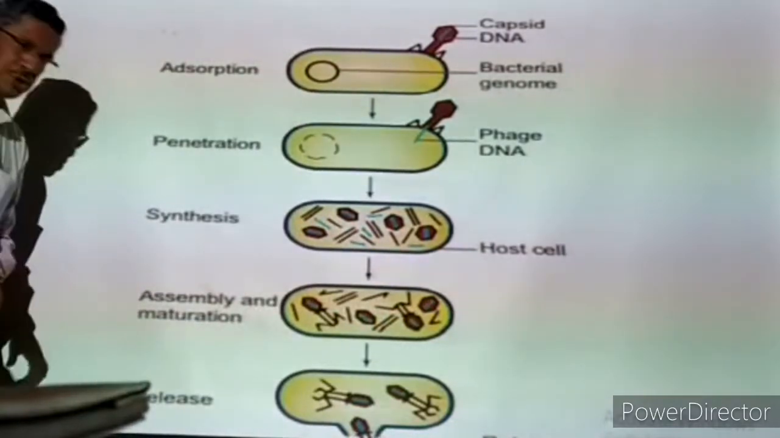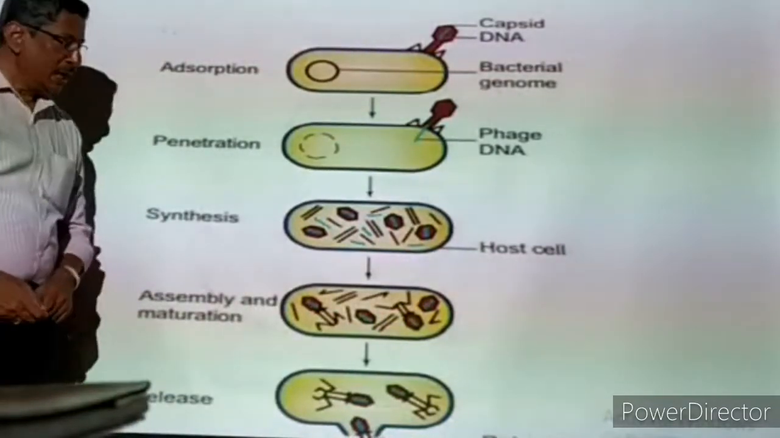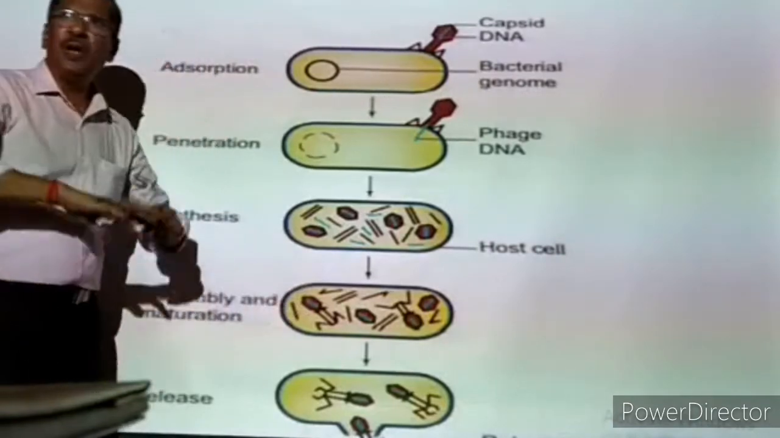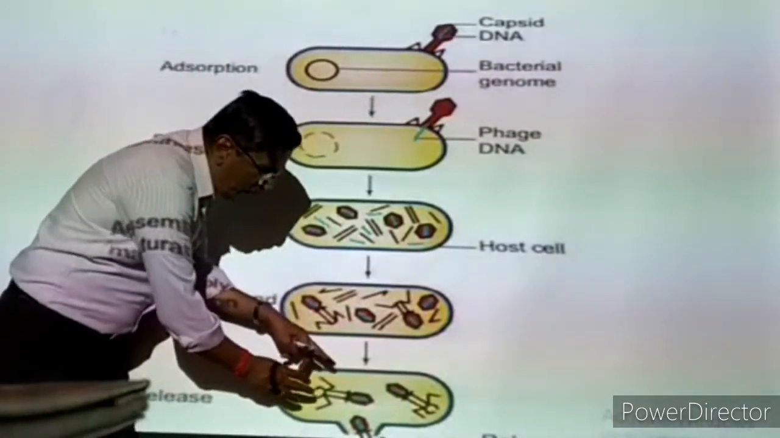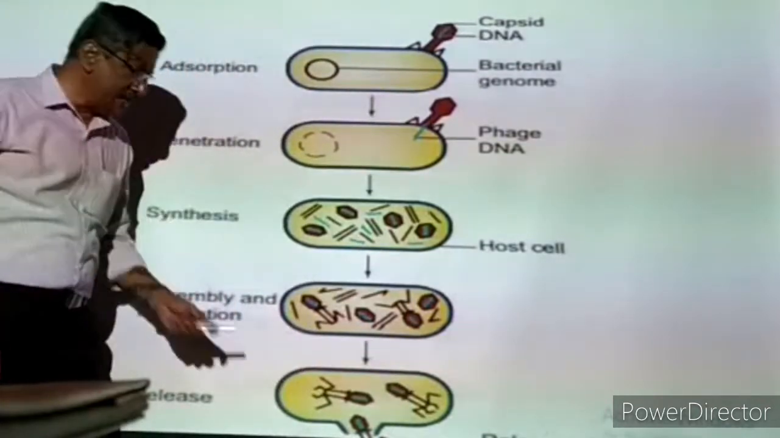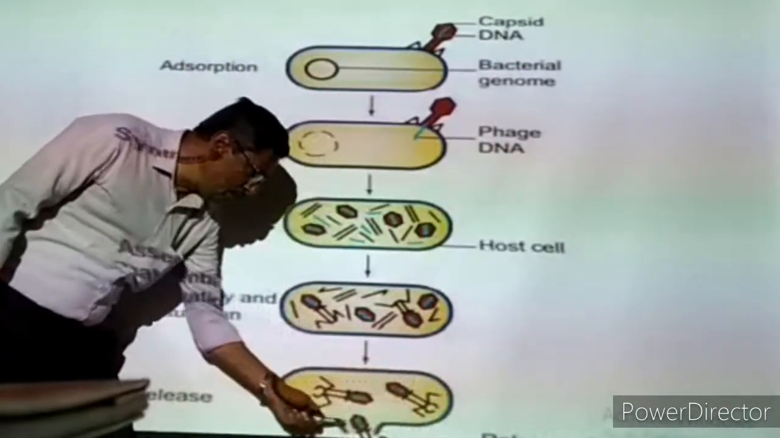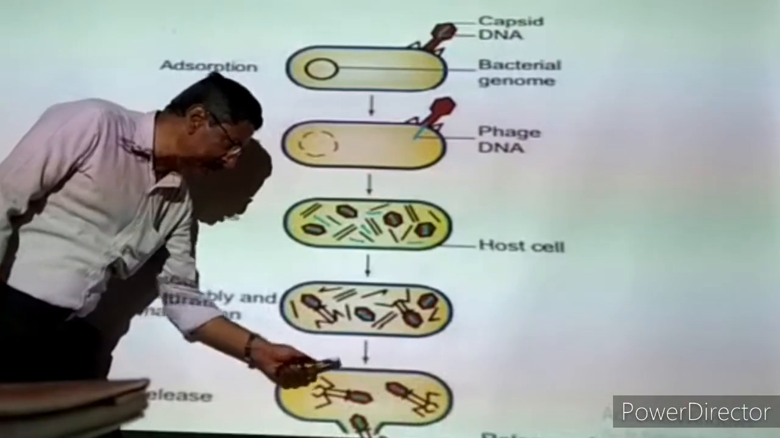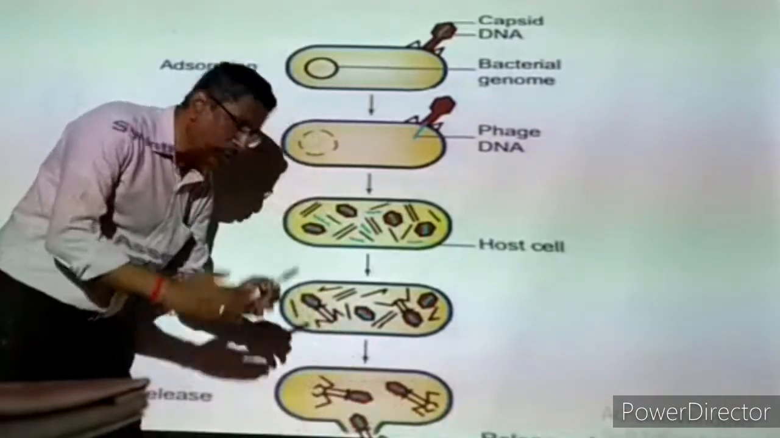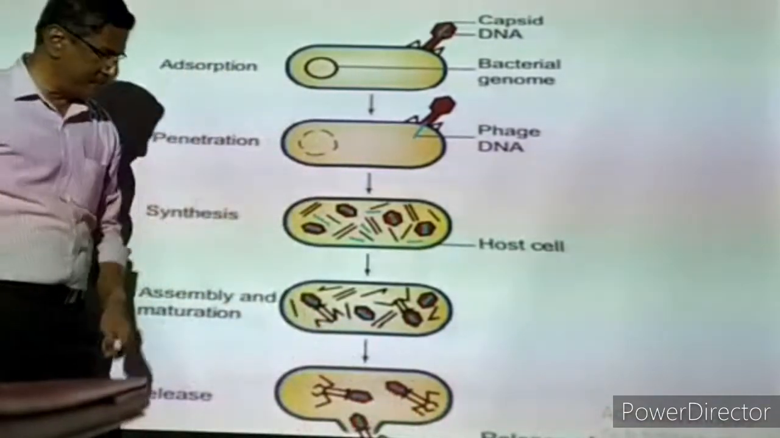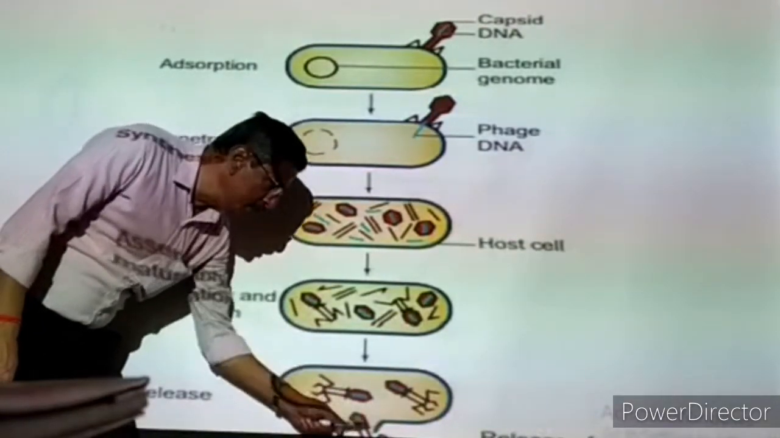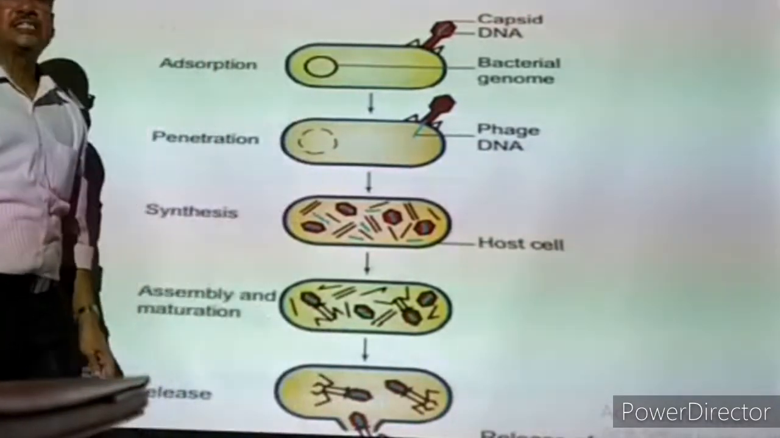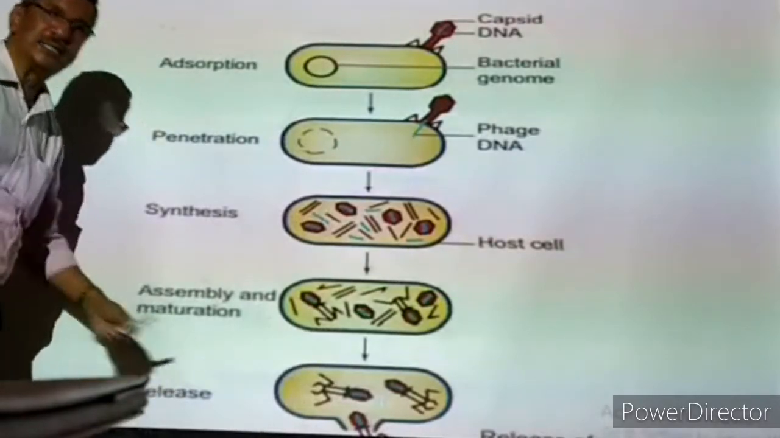Then we are coming to the last one, release. Once the viruses are very well developed, all the viruses are ready to come out. At that time, at any one place in the wall of the bacterial cell, here or here, anywhere, the wall of the bacterial cell will break. Through the breakage of this wall, all the viruses are released to the surroundings. That is called release.